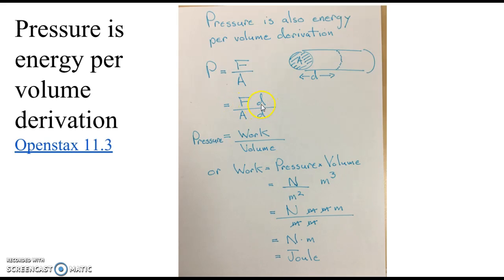On the top you get force multiplied by distance. It's actually force dot distance. The scalar product is work. On the bottom, look, we get the cross-sectional area multiplied by the distance or the length of this cylinder, and that's the definition of volume. So really all you're doing is multiplying top and bottom by distance, work per volume.